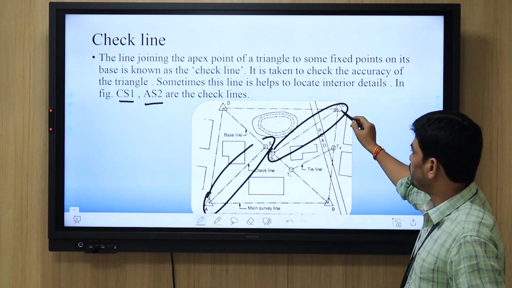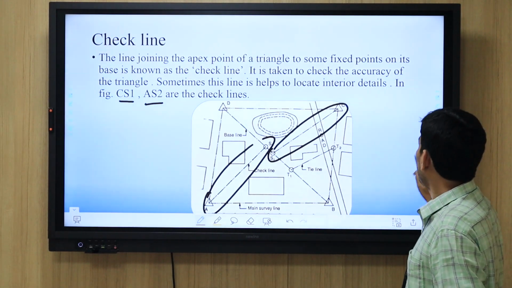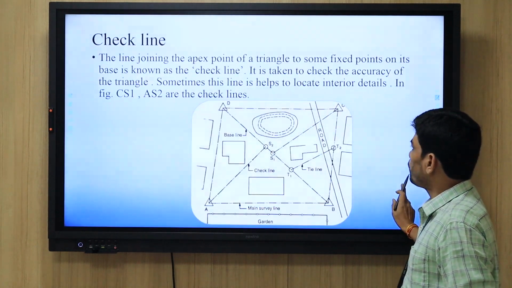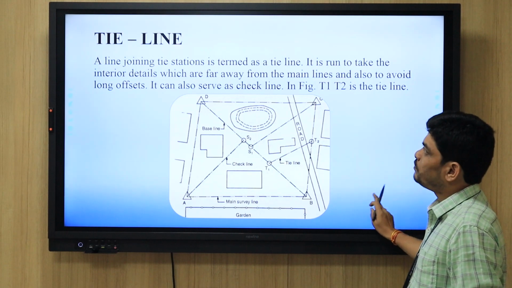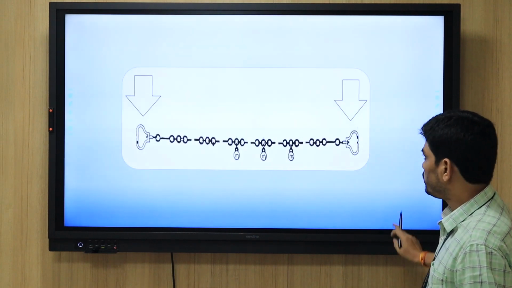Here if you see the apex of the triangle. Tie lines T1, T2. This is a chain.